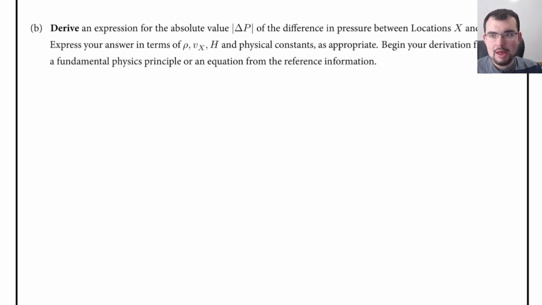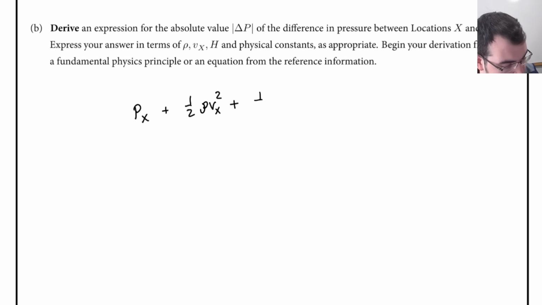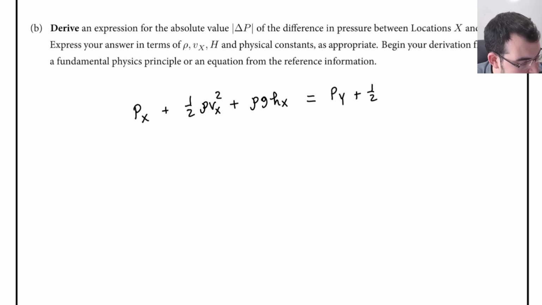I'm so used to E&M, of the pressure difference between X and Y. So anytime you're doing 2 locations, it's Bernoulli. So we have pressure at X plus 1/2 rho V squared at X plus rho GH at X is equal to, a constant. So we just copy everything over, except we do it for Y.